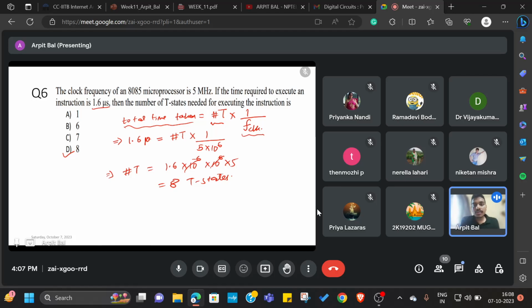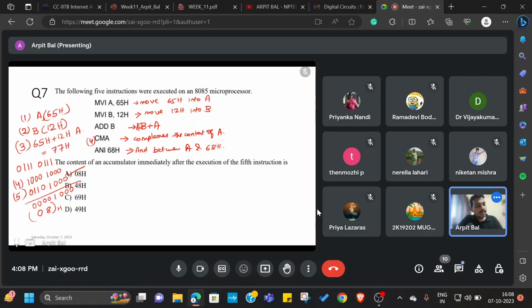The next question is a kind of continuation of question 1. In question 1 we worked out the number of T states required, but as I mentioned, T state is equal to 1 by f clock. So from there, using the total time taken, this equation, you can figure out the number of T states if the total time required for instruction execution is given to you.